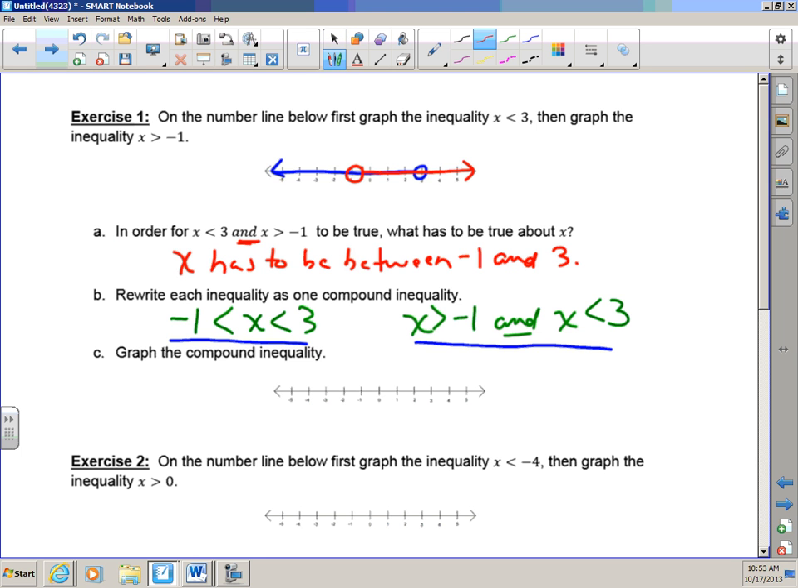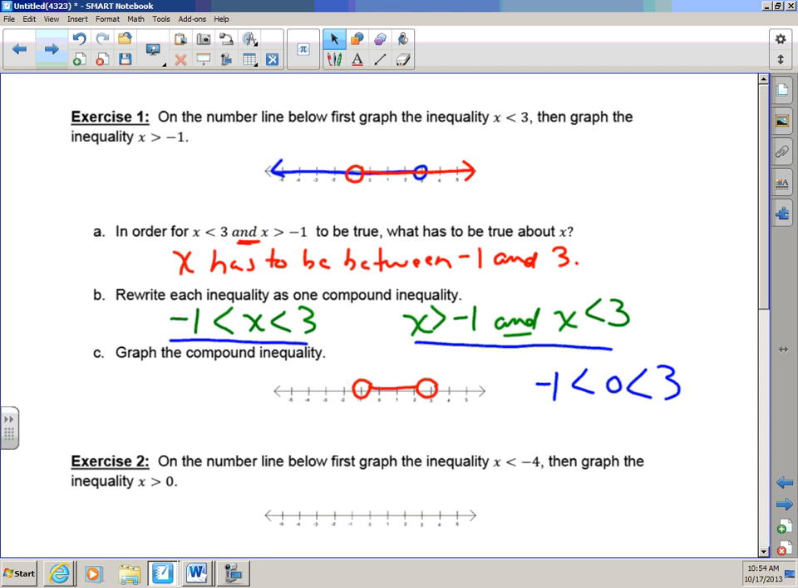So now, how do I put the 2 of them together? I put the open circle on negative 1, the open circle on 3, and that is the only area in which x satisfies both inequalities. So, for example, 0 satisfies because it's in the shaded area. If you substitute 0 in for x, it's a true statement all the way across.